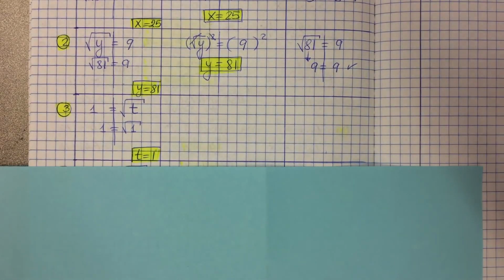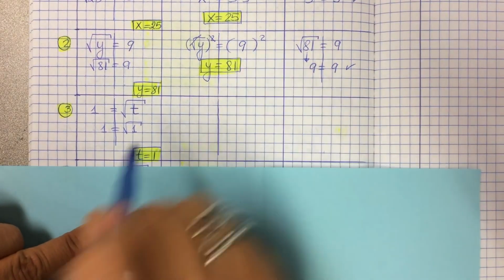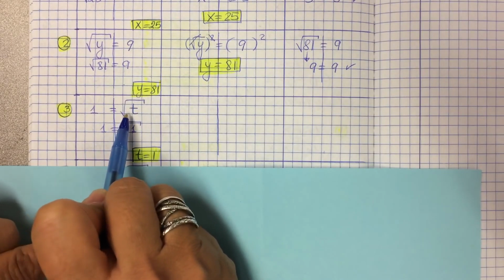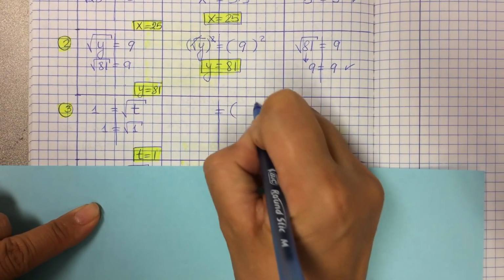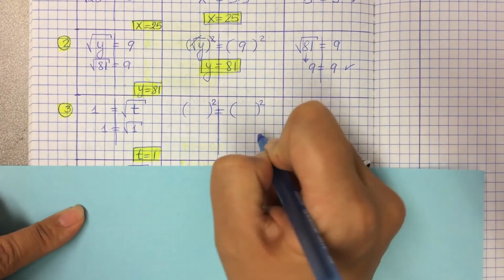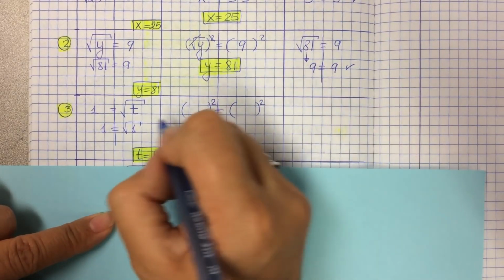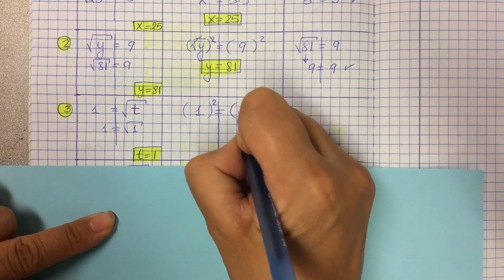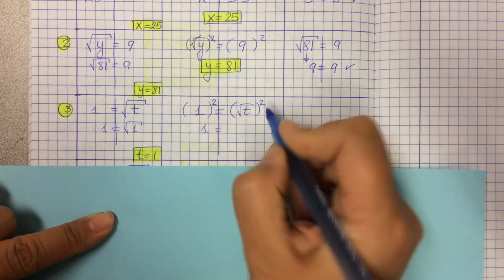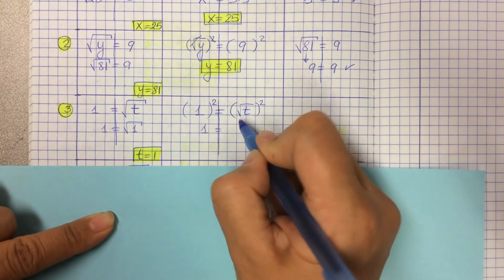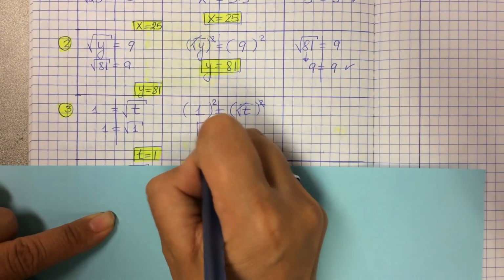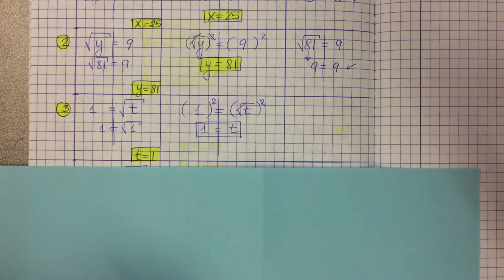How to solve the problem using inverse operation. Our equation, 1 equals square root of t, has a square root. The inverse of square root is square, or second power. So we need to use the inverse operation on both sides, which is second power of both sides. On the left I had 1, on the right I had square root of t. 1 squared means 1 times 1 equals 1. Square root and square are inverse operations. They cancel each other, so I have t equals 1, which is the same value.